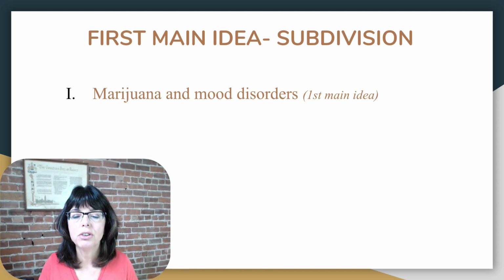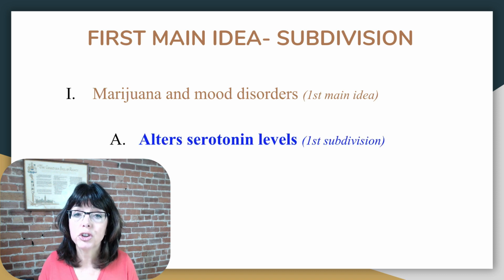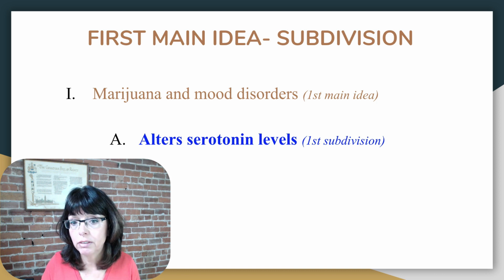So let's dive into the first main idea and its subdivisions. Again, this is my first section. It is the first main idea that I'm presenting in this paper. So the first support for my main idea, indicated by a capital letter, would be that marijuana use alters serotonin levels. That's a brain chemical that stabilizes mood.